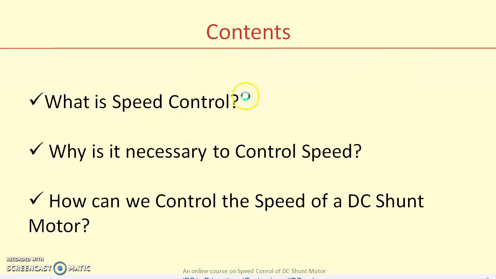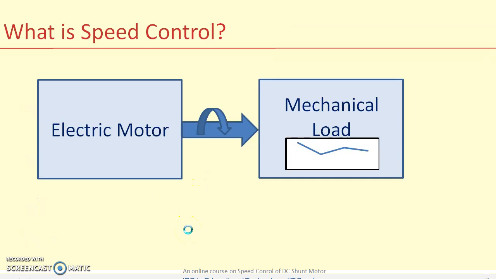Now let us see the contents of this class. In this class, I am going to cover what is speed control, why is it necessary to control the speed of a DC shunt motor, and how can we control the speed of a DC shunt motor. These are the three topics that are going to be covered in this class.